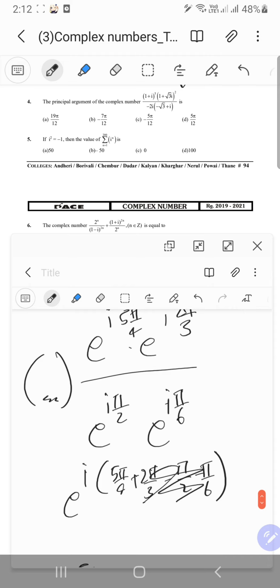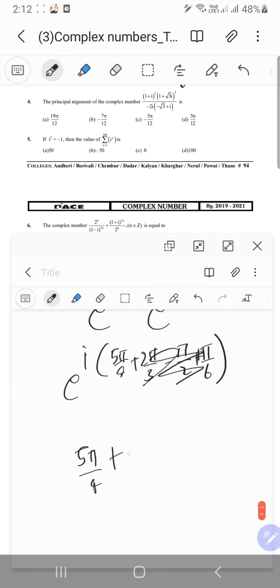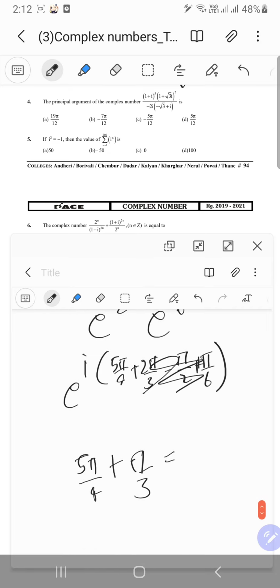Is it wrong in any way? Oh, it should be minus over there. Right. It should be minus over there, so it's going to be plus. Okay, fine. So pi by 4 plus 2 times pi by 6, which is pi by 3. Alright, so it's going to be 15 plus 4. Does that look correct? Yeah. So 15 plus 4 is 19 by 12 pi. This one.